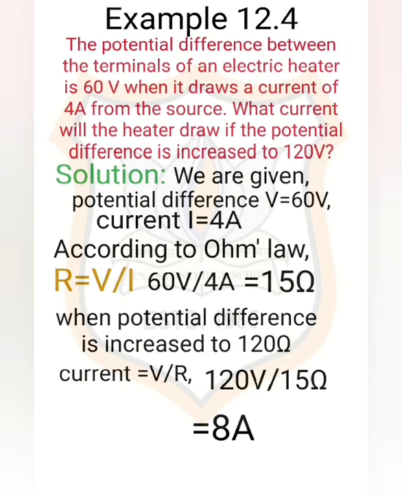We are given here potential difference V is equal to 60 volts while current is 4 ampere. Now according to Ohm's law, we have V is equal to IR or R is equal to V upon I, where V is 60 volts divided by I is equal to 4 ampere. It gives 15 ohms. When the potential difference is increased to 120 volts, the current is given by I is equal to V upon R, which is equal to 120 volts upon 15 ohms, and it gives 8 ampere. So the current through the heater becomes 8 ampere.